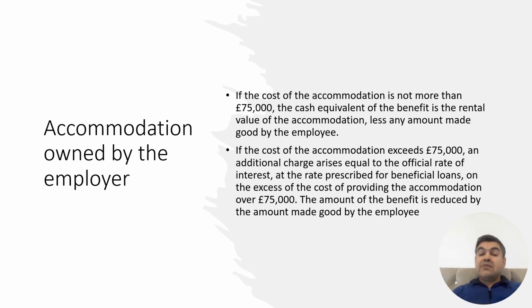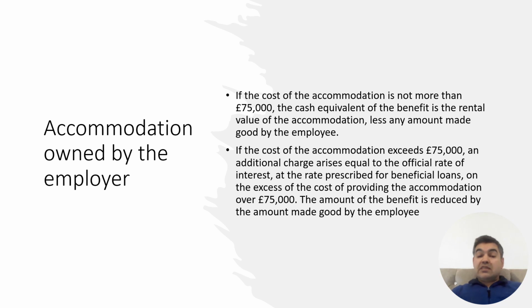So number one is we need to look at the property worth more than 75,000. The cash equivalent of the benefit is the rental value of accommodation less any amount made good by the employee. Then, if the cost of accommodation exceeds 75,000, there will be an additional charge equal to the official rate. The official rate will be given to you in your tax table.